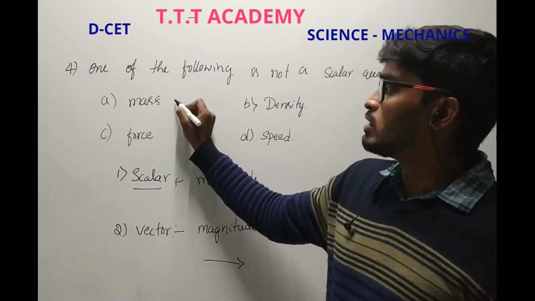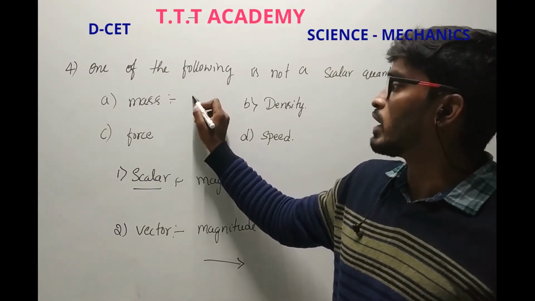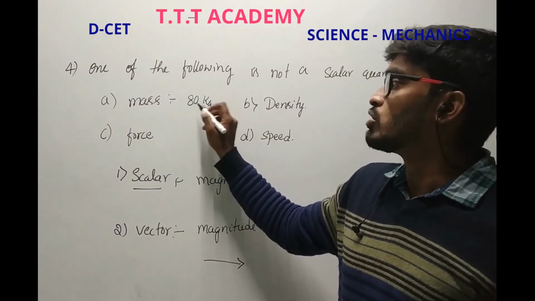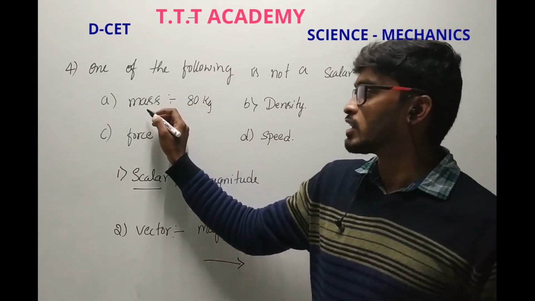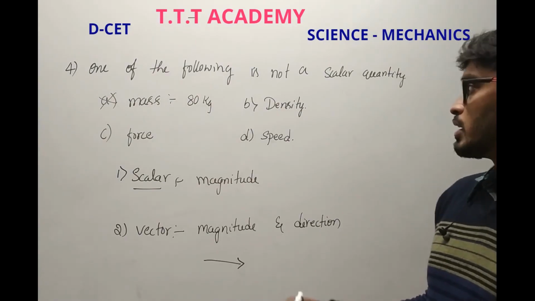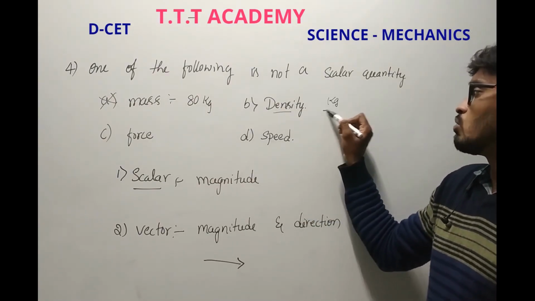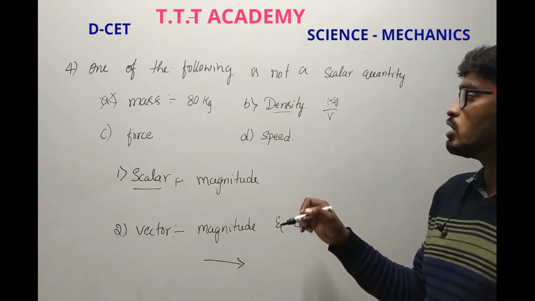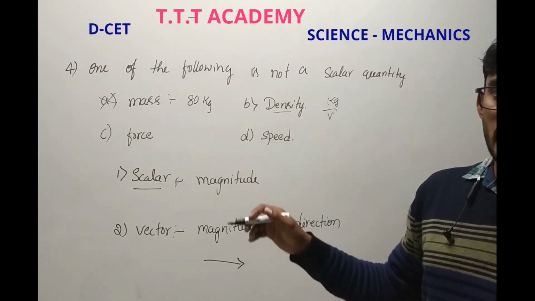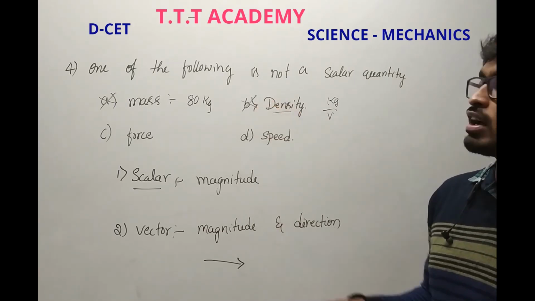Mass you only have to measure, the weight of the object, for example 80 kg. Here there is no mention of direction, so mass is a scalar quantity. And then density is nothing but mass per unit volume. Here it is also measuring some value, so there is no direction. That's why this is also scalar.